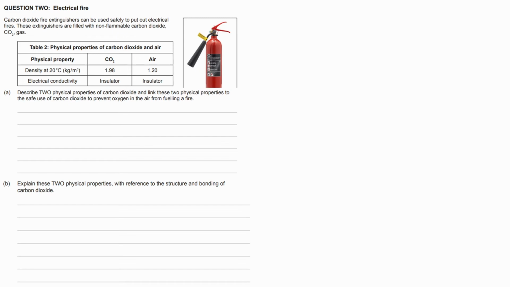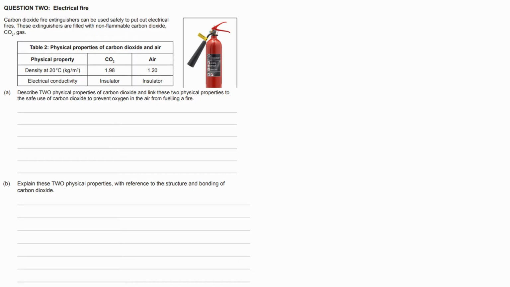These extinguishers are filled with non-flammable carbon dioxide, CO2 gas. So here's a picture of a carbon dioxide extinguisher. It says the physical properties of carbon dioxide in the air. Physical property of CO2 density is 1.98. That's kilograms per cubic meter, 1 meter wide, 1 meter deep, and 1 meter high. Air, its density is 1.2, so it's less dense. Electrical conductivity, well, they're both insulators.